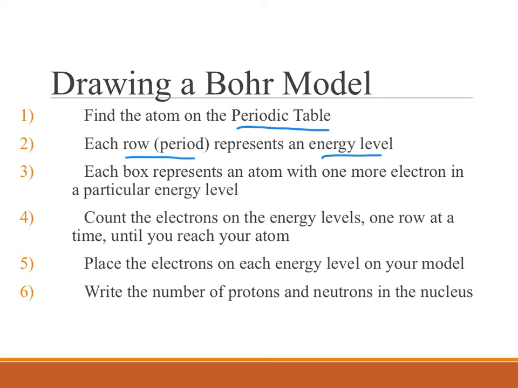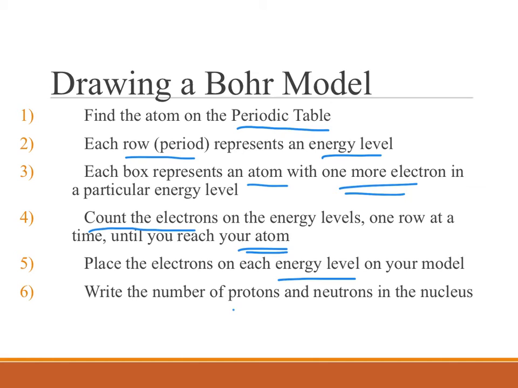Each box on the periodic table, going in order 1, 2, 3, represents an atom with 1 more electron at a particular energy level. So again, starting at the top, hydrogen has 1 electron in that first energy level, and then you go over to helium, and you have 2 electrons in that first energy level. So to figure out the Bohr model, you want to count the electrons on each energy level, 1 row at a time, until you reach whatever atom you are trying to draw a model for. And then you place those electrons on the appropriate energy level on your model.